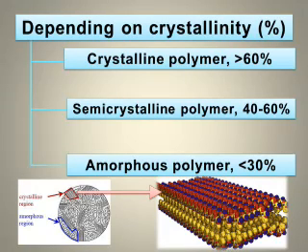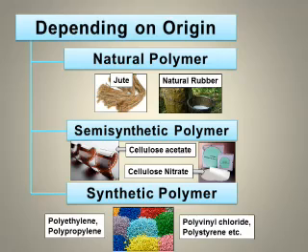Depending on the melting behavior, they are again classified into two categories. One is thermoplastics, which can repeatedly harden and soften when cooled and heated respectively. And another is thermosets. After hardening, they do not soften with increasing temperature. For example, bakelite.